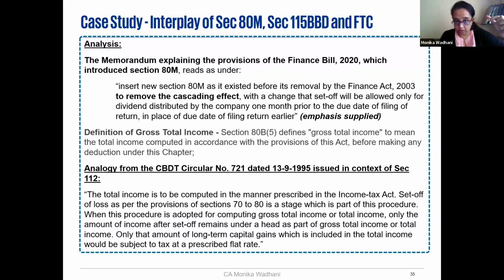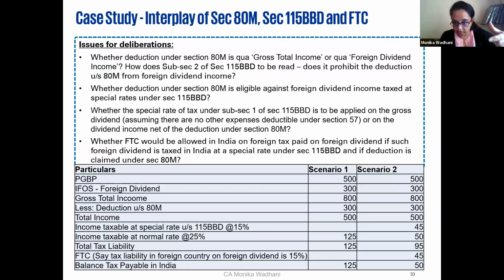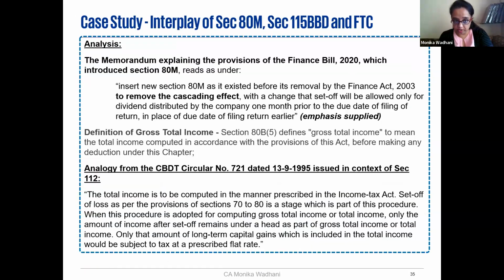even though the language of ATM is, although it is gross total income, you have to see it qua the foreign dividend income, and therefore you don't have to again consider it for the special rate. Now we come to FTC also, and we have some supporting on FTC as far as section 91 is concerned, which is unilateral relief.